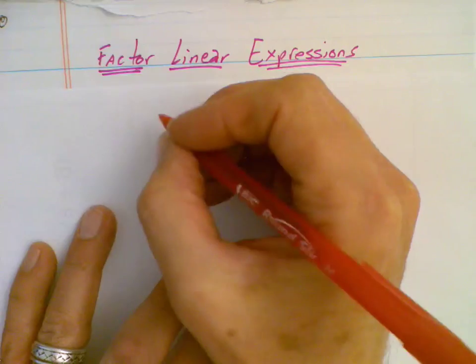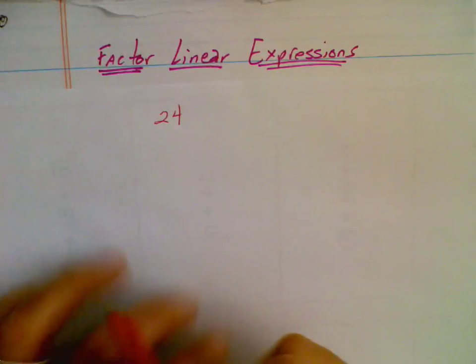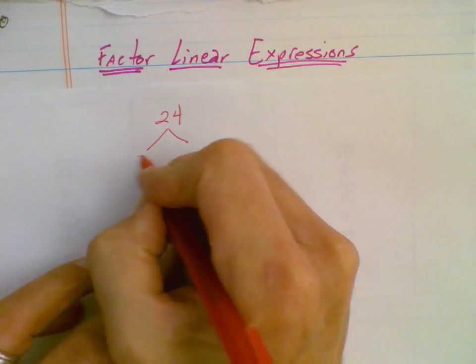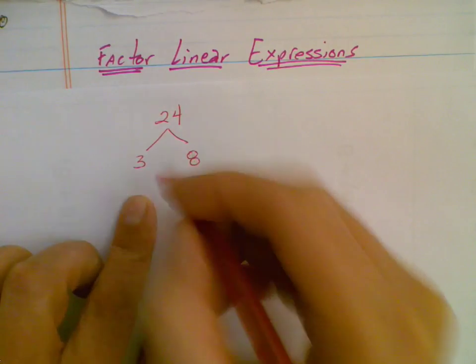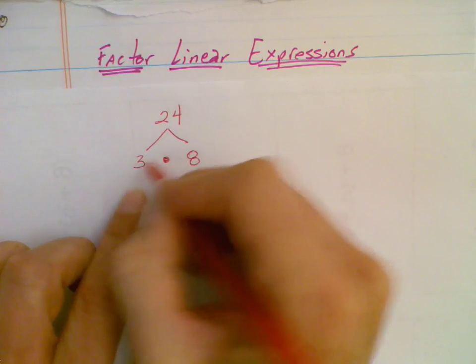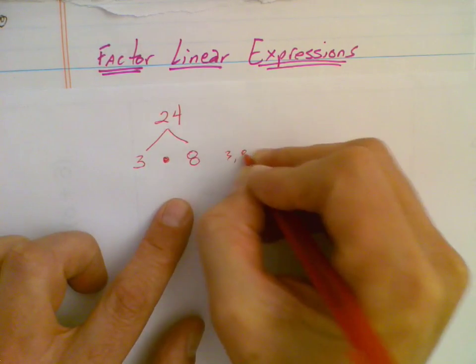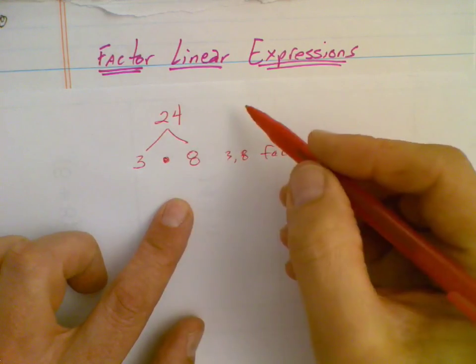Remember back in the day when you had factor trees and you were given a number like 24 and you were asked to factor it? And you did something like this. Wrote 3 and 8. Now, why did you do this? Because 3 times 8 equals 24. That is, 3 and 8 are factors of 24.